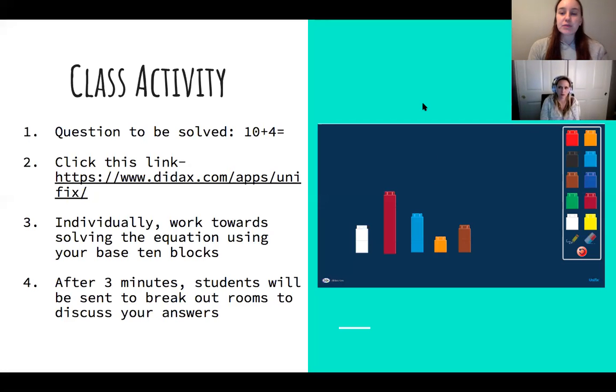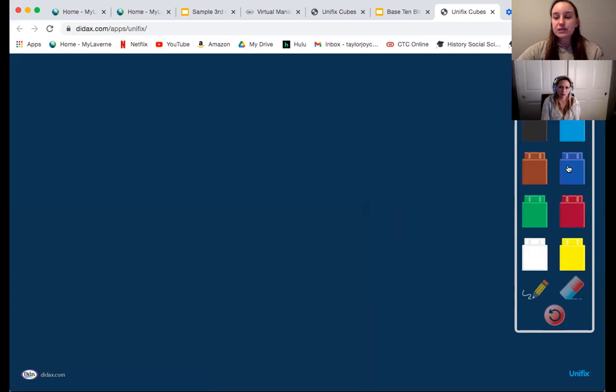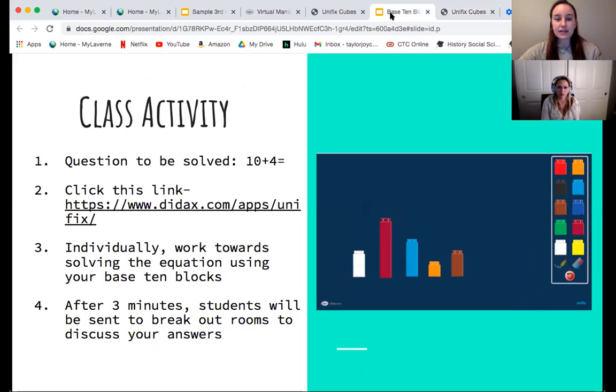For the class activity, we will be focusing on the concrete CSA. The students will be focusing on the question 10 plus 4 equals, and that is what we're going to be aiming towards solving. We will be clicking this link that will bring you to this, and you will be choosing whichever color you like to represent the 10 and to represent the 4. And then you will be adding them all together to see what the answer is. Afterwards, you will be put into small groups, and you will be sent into breakout rooms to discuss your answers.